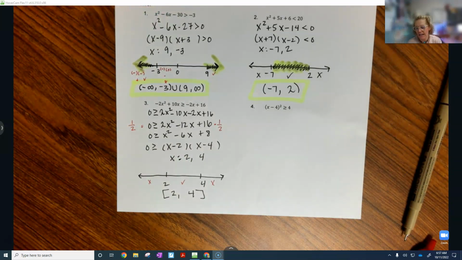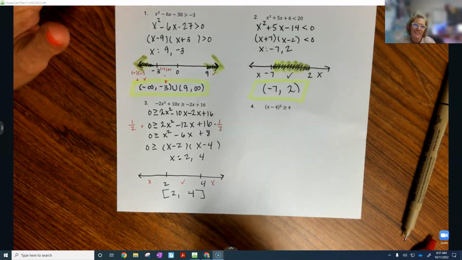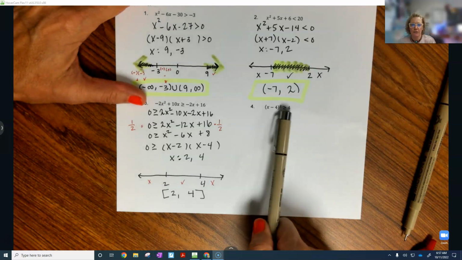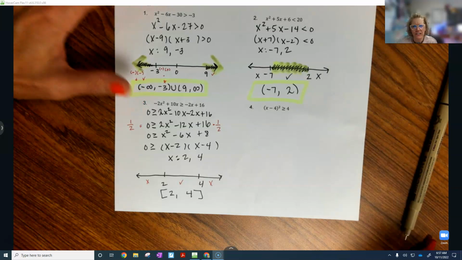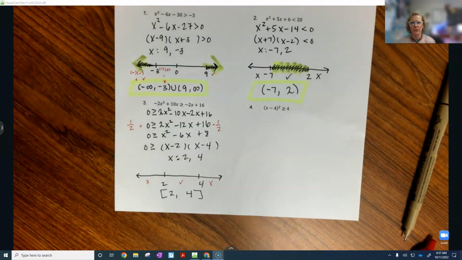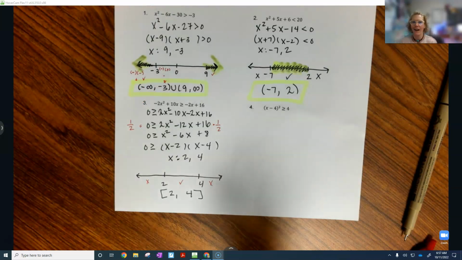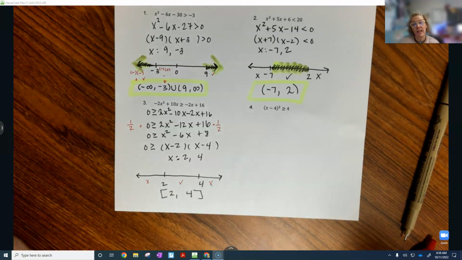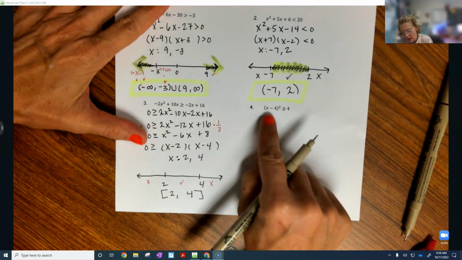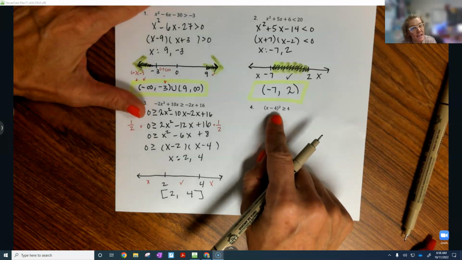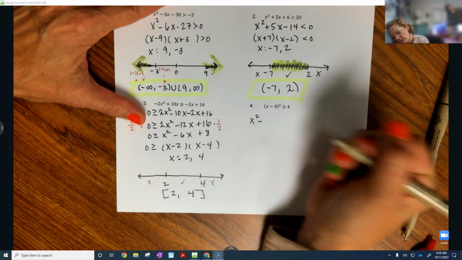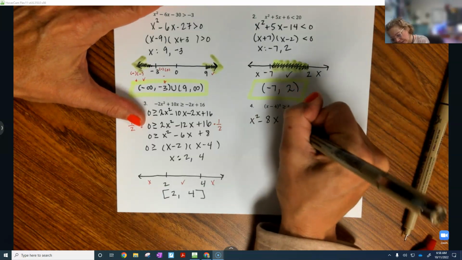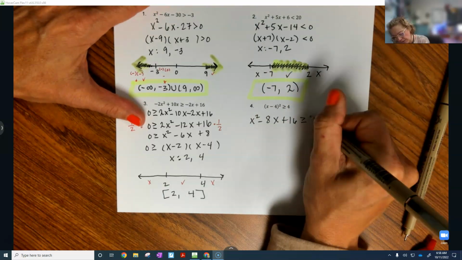All right, very last one, guys. What we're going to do now, this is like a multi-step problem, guys. Even though this is in factored form, I have something dangling on the other side. So if I'm trying to make everything equal to 0, I have to undo that factored form because I'm going to have to combine like terms. So I do need to go ahead and multiply this out. So when you multiply it out, it's x squared minus 8x plus 16. I'm going to recopy the rest of the problem.